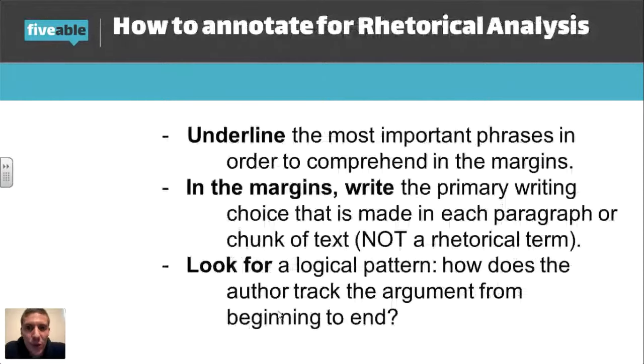All right, how to annotate for rhetorical analysis. Underline the most important phrases, and in the margins, write in order to comprehend every paragraph is what I should have said there. So you're underlining just to ground yourself in the text, and then it's a little bit different than multiple choice, as I said earlier. In the margins, you're not writing for main idea. You're writing for what the writing choices are that are happening. Not terminology, just: he starts by blank.